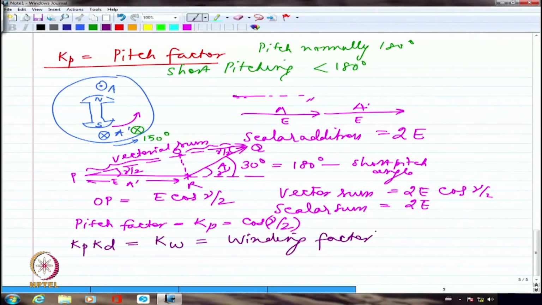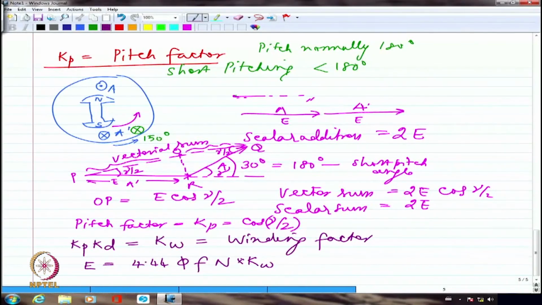The first one is essentially due to the distribution of the winding. The second one is due to the short pitching of the winding. I may not do it exactly at 180 degrees, because of which again that introduces some kind of reduction in the voltage. So overall I should be able to write the voltage as E equal to 4.44 F phi into number of turns, which is also multiplied by Kw, which is the winding factor.